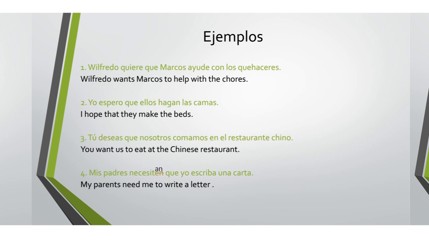So my first subject is yo. So that's why I conjugate esperar to espero. I end it with an O in the present tense to match my yo form. The second subject of my sentence is ellos, so they. So that's why I need to make sure that I end hagan like I do. I need to make sure that I end in an an, which matches my subject ellos. So yo espero que ellos hagan las camas.